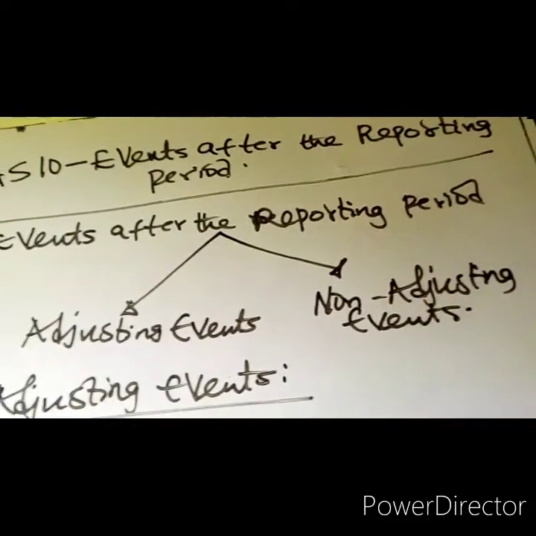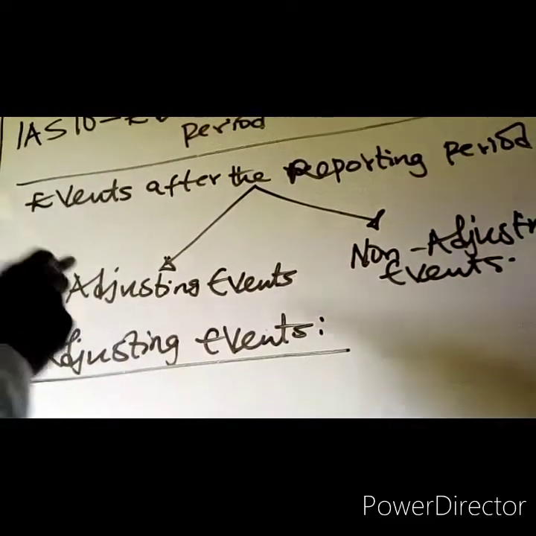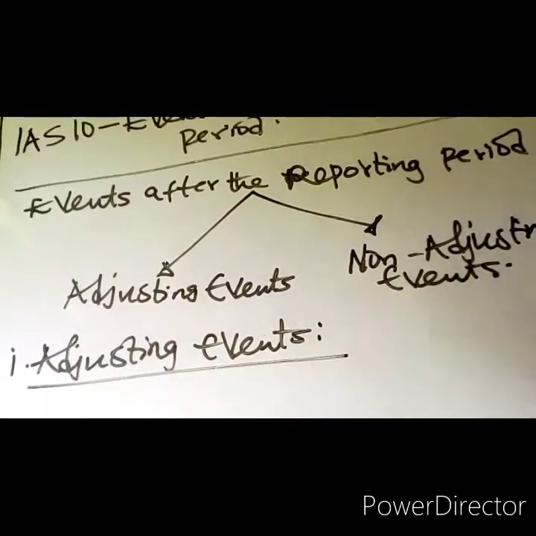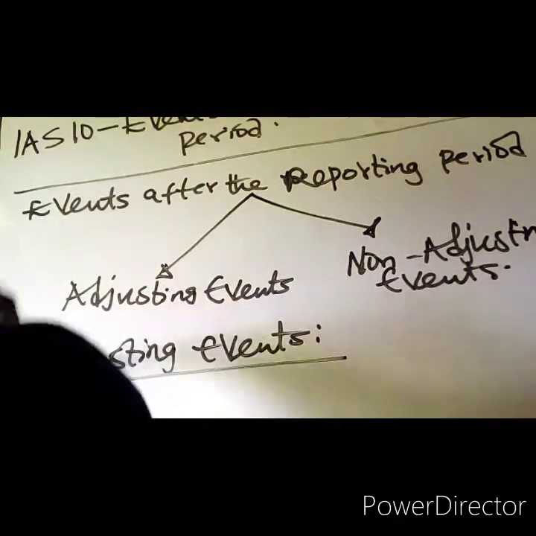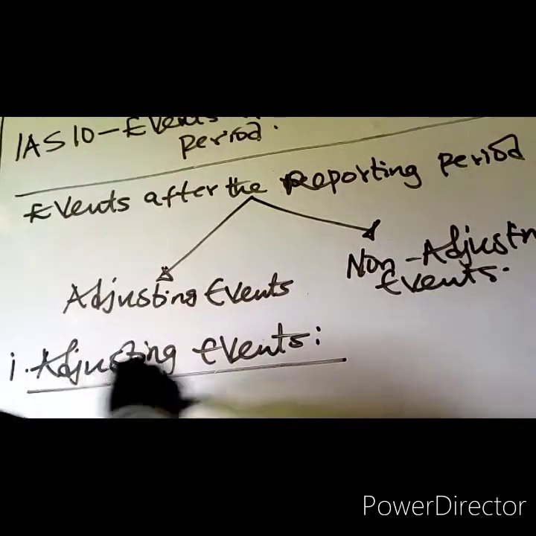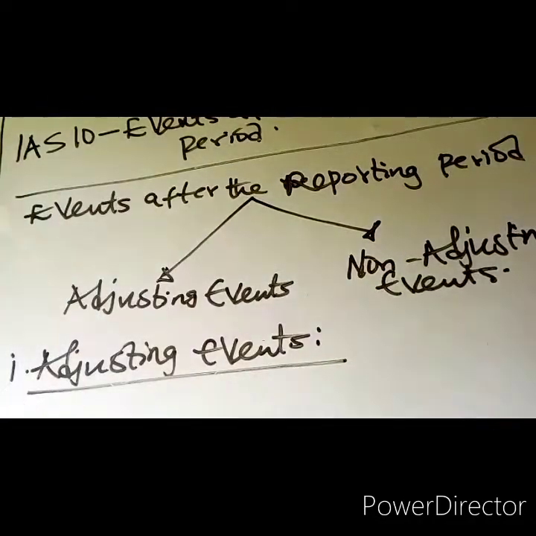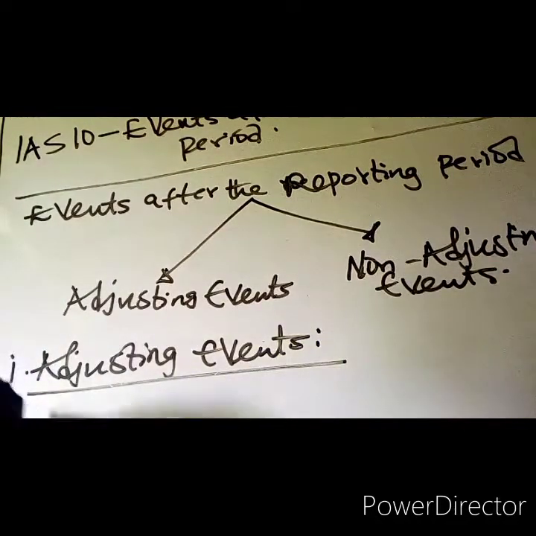So, events that provide evidence of the condition in existence at the reporting period, meaning that condition must have been in existence at the reporting period before you can categorize them as an adjusting event.